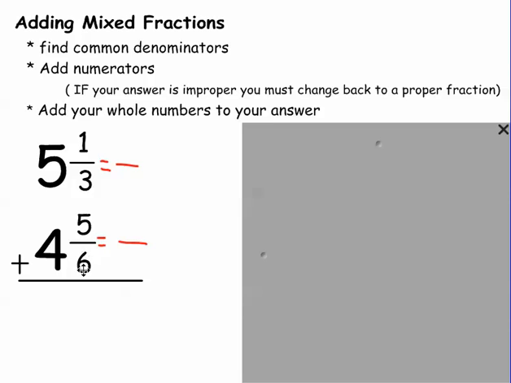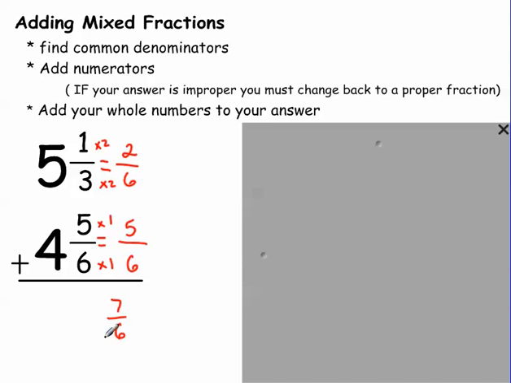I'm going to go to my highest number, 6. First multiple of 6 is 6, which is actually a multiple of 3, so it works out great. So 3 times 2 is 6, so multiply the top by 2, and you get 2 sixths. 6 times 1 is 6, and 1 times 1 is 5. So I add my numerators, so I get 7 sixths.